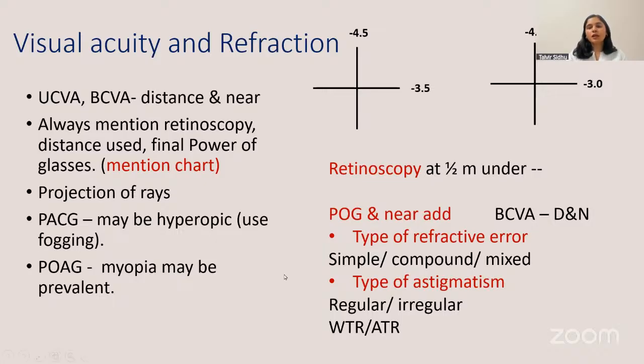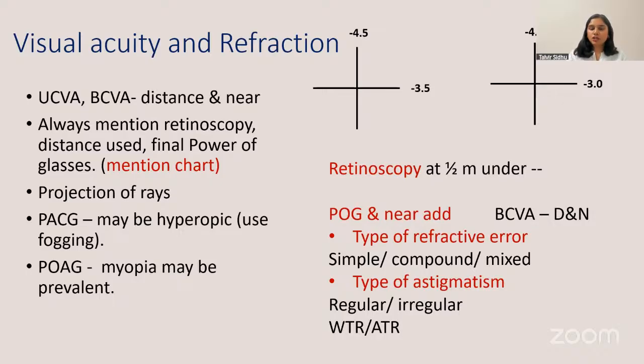After retinoscopy, you should give power of glasses and you should give a near add in adults who need it. You should also mention the type of refractive error the patient has, whether it is a simple refractive error, compound or mixed, type of astigmatism, regular, irregular, with the rule, against the rule astigmatism. It is obviously important that you mention which charts you have used to check the visual acuity.